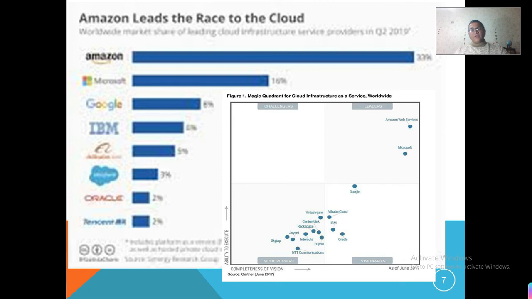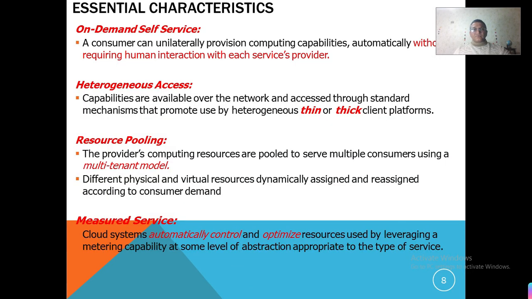So we will be covering the services offered by the providers, keeping in mind all the three providers, but our main focus will be on Amazon and Microsoft Azure. Now let's have a look at the essential characteristics of cloud computing. What exactly are the characteristics that we see in this model?